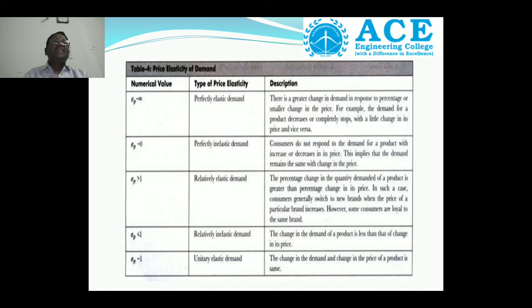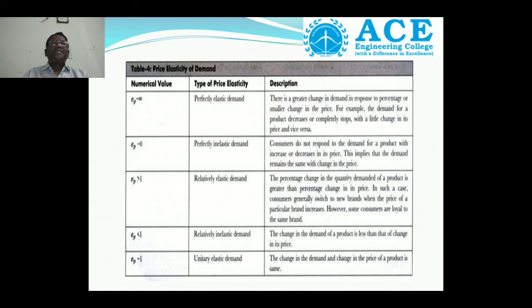There is a greater change in demand in response to a smaller percentage change in the price. For example, the demand for a product decreases or completely stops with a little change in the price, and vice versa. That is called perfectly elastic demand. The numerical value is infinity. The curve shape is horizontal to the OX axis.